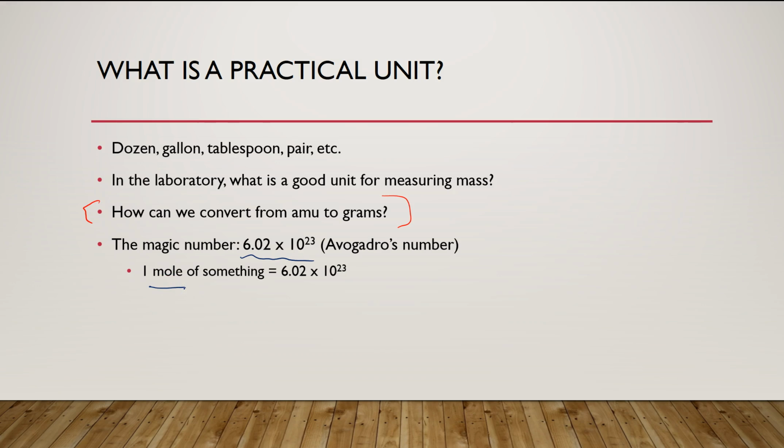So 1 mole of something means I have 6.02 times 10 to the 23rd of that something. Just like a dozen is 12 of something, a mole is 6.02 times 10 to the 23rd of something. You should notice that that's a very, very large number. But when we're talking about something as crazy small as an atom or molecule, we need a very, very large number to get enough of them to actually measure. So 6.02 times 10 to the 23rd refers to the number of atoms or molecules needed to convert the atomic mass unit into grams.